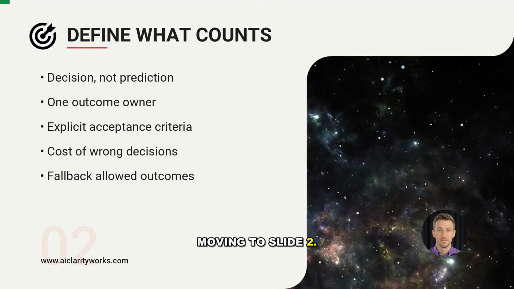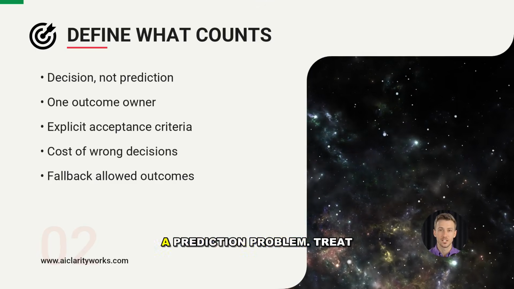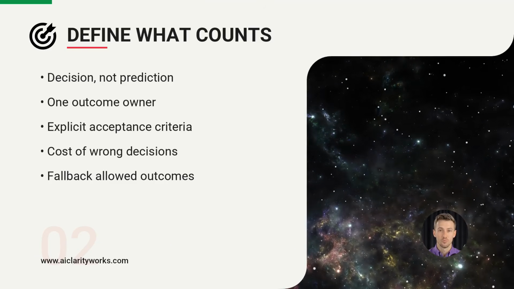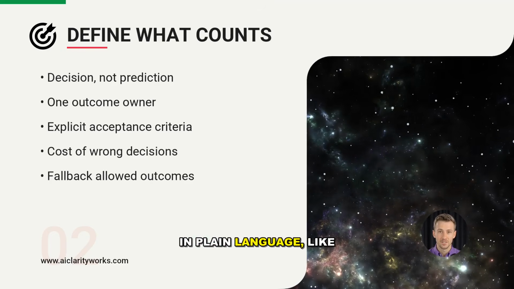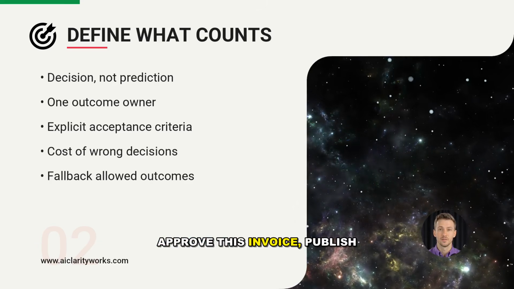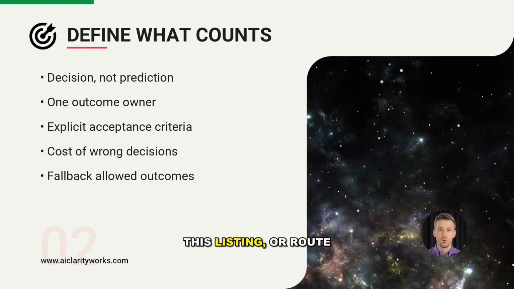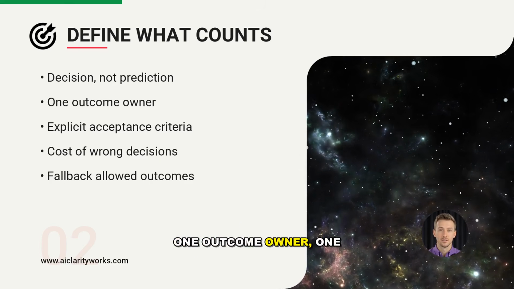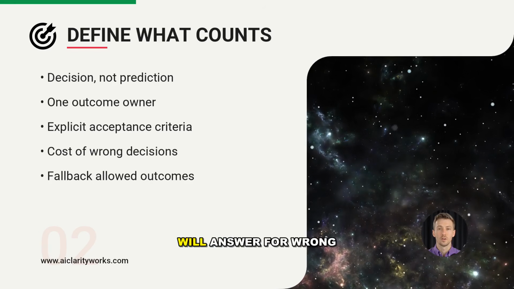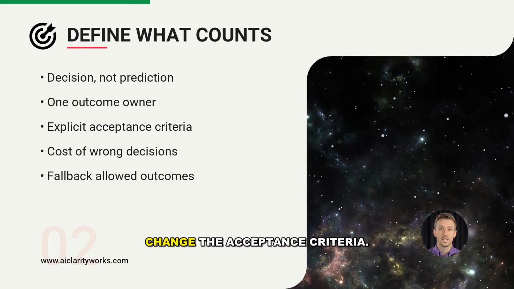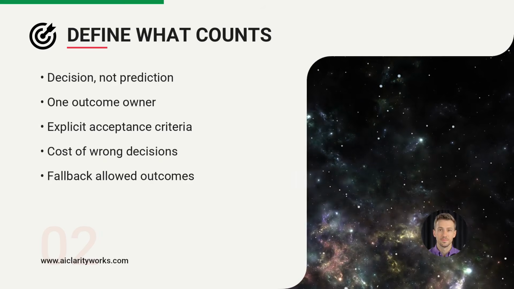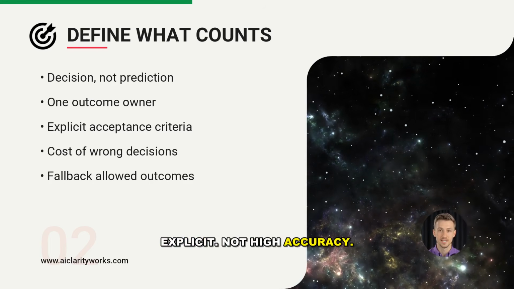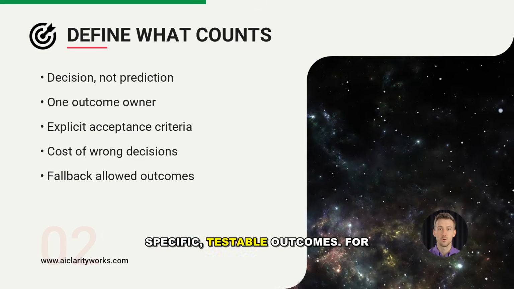Moving to slide 2. Stop treating this as a prediction problem. Treat it as a decision you are responsible for. Write down the decision in plain language, like approve this invoice, publish this listing, or route this claim. Then assign one outcome owner, one person or role who will answer for wrong calls and who can change the acceptance criteria.